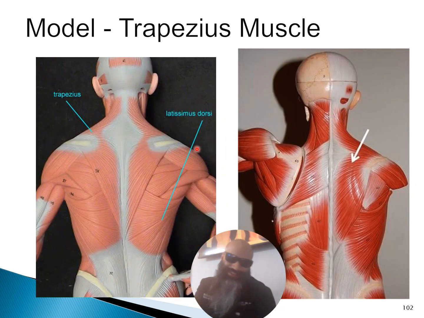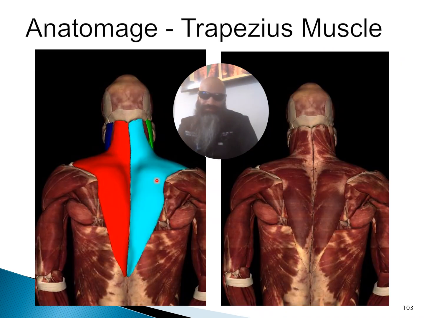Okay, so basically it's doing the shoulder shrug, your trapezius. Here's where it's located. It's a very broad muscle with superior, middle, and distal parts. You've seen this guy before.